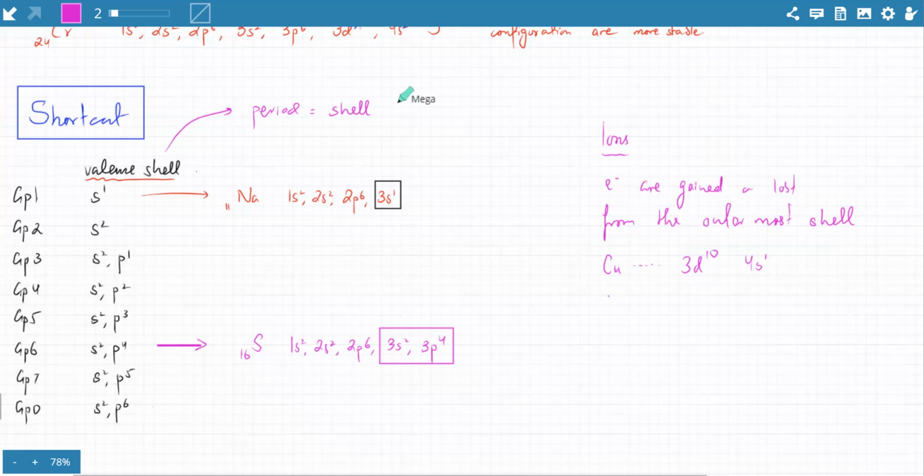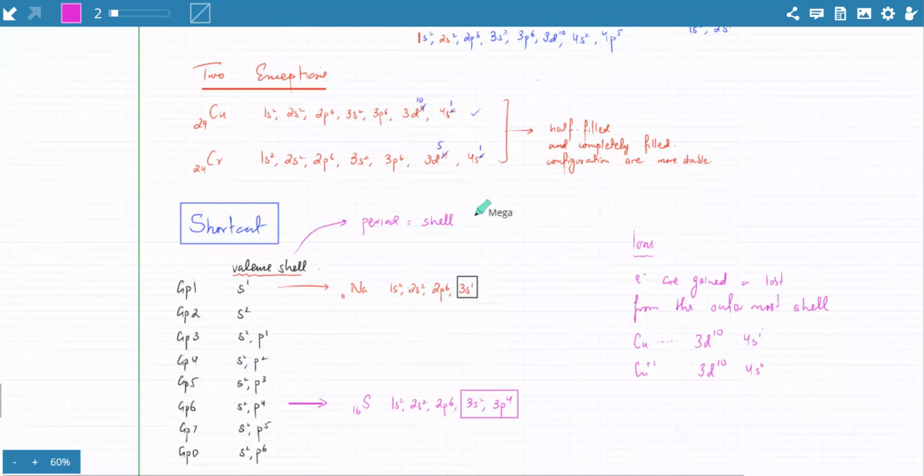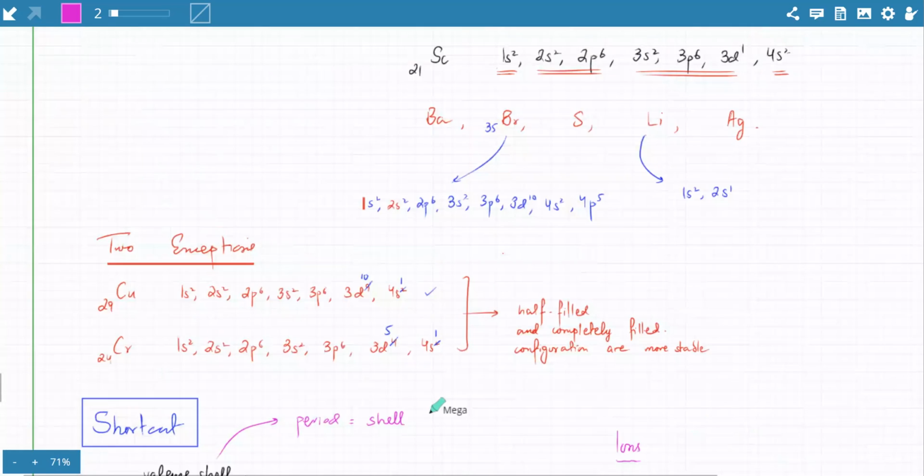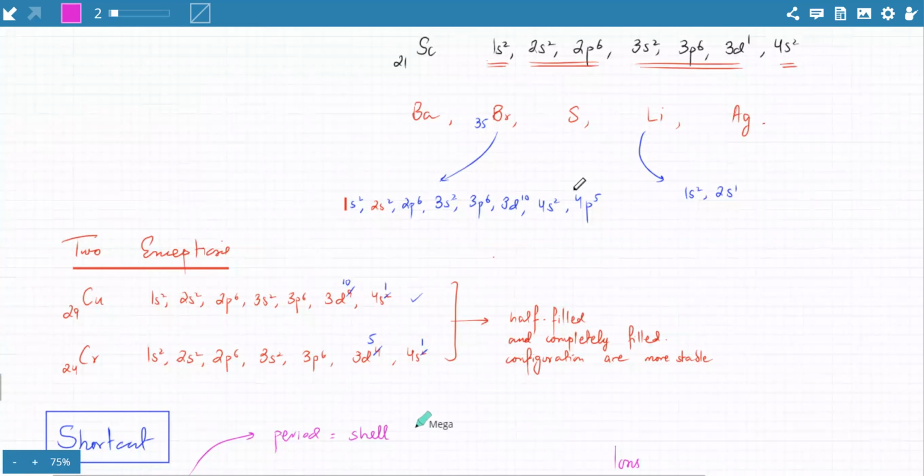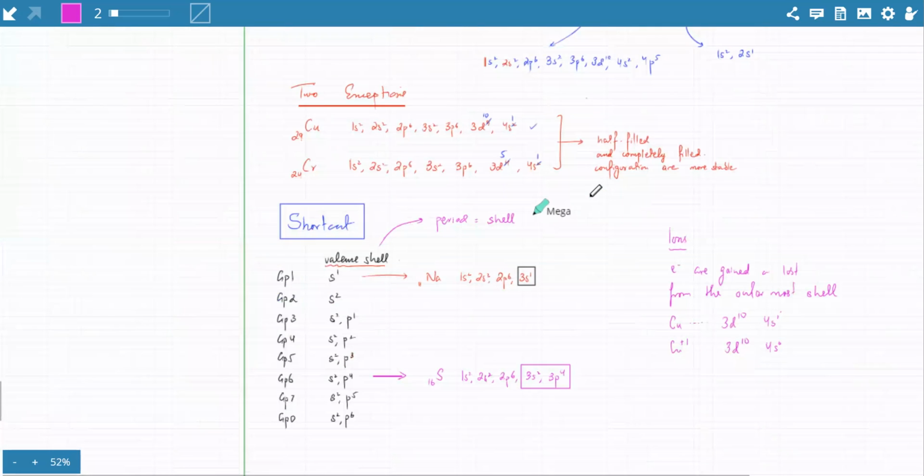So if copper forms a plus one ion, then that means the outermost electron is going to be lost. Remember, this is why I was talking about the order in which you keep the outermost shell on the outside, because electrons are going to be lost from there. If you follow the Aufbau principle, the order is very different, so you might miss that. So it's important that you keep the outermost shell right on the outside.